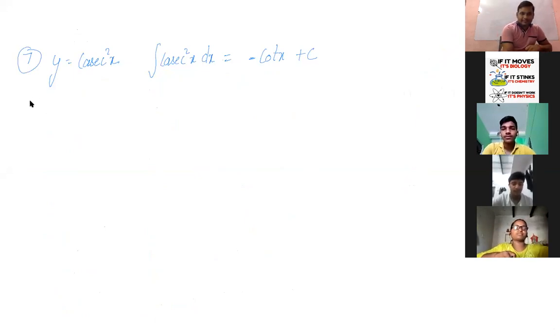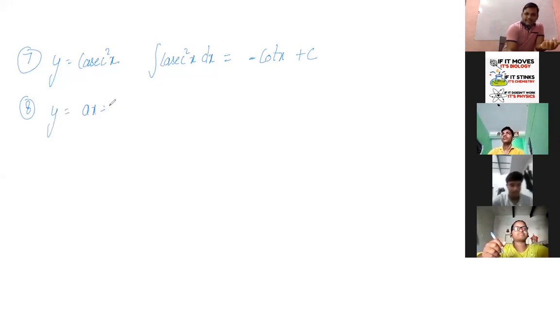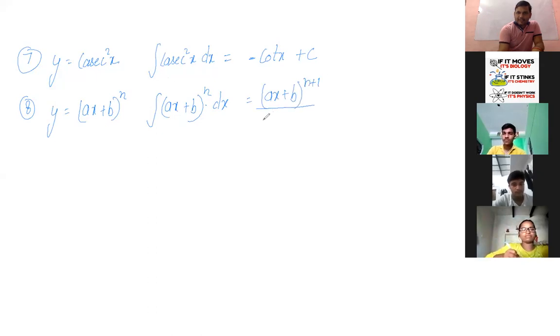Coming to your eighth formula. Now I'm not going to the trigonometric identities. I'm just going to another formula. Say you have been given y is equal to (ax plus b) to the power n, and you are willing to integrate it: integral of (ax plus b) to the power n dx. So this is the sign of integration. Whenever you integrate this, it will be (ax plus b) to the power n plus 1, upon n plus 1, plus c. c will be there.